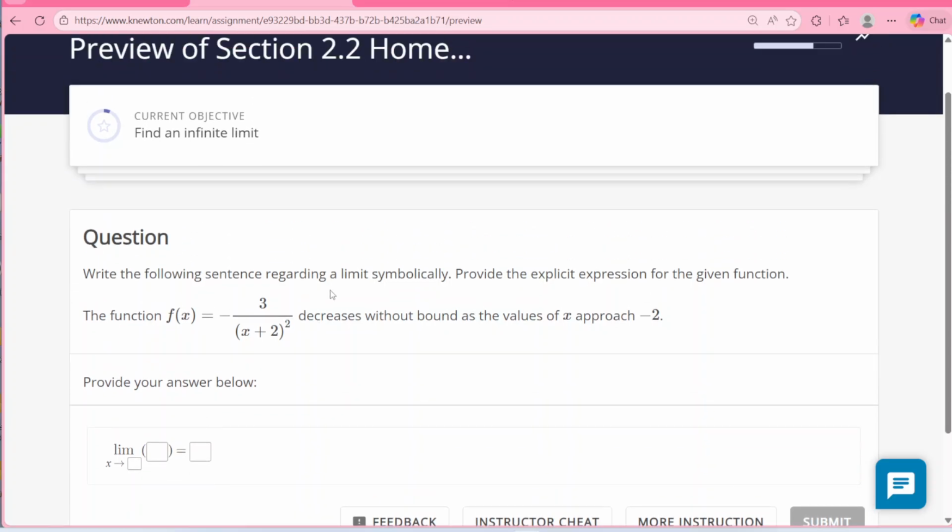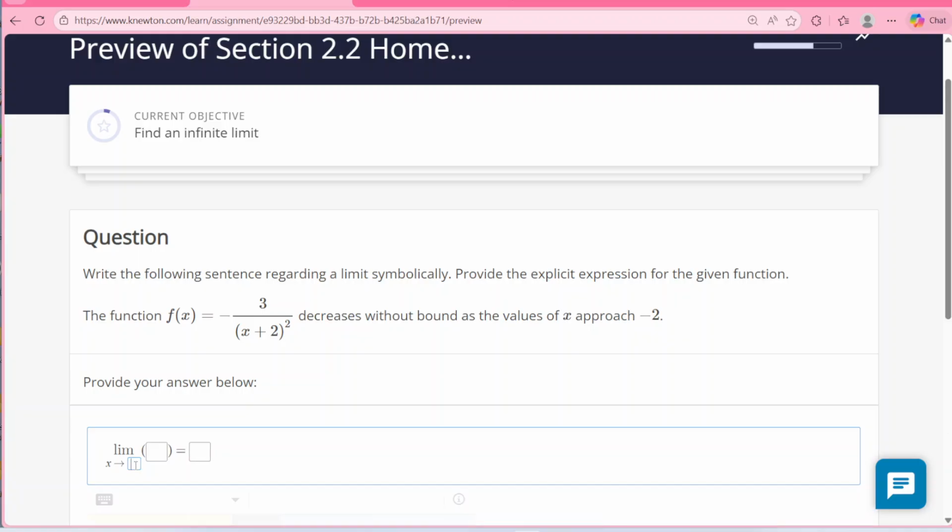So this is like a problem earlier where you're just filling in pieces of the notation. So write the following, just fill in the pieces of this notation for the following limit. They say the function f of x equals negative 3 over x plus 2 squared decreases without bound as the values of x approach negative 2. So notice it didn't say from the left or from the right. It just says as x approaches negative 2.